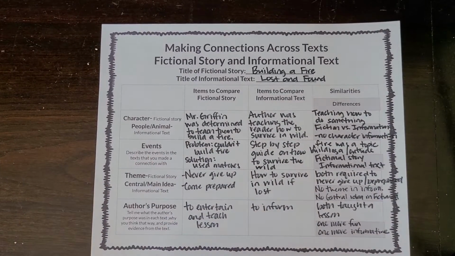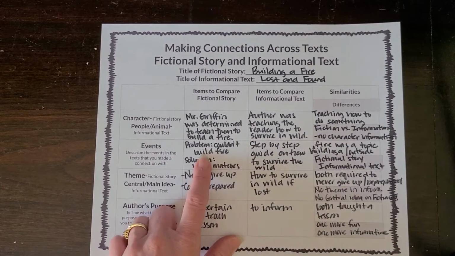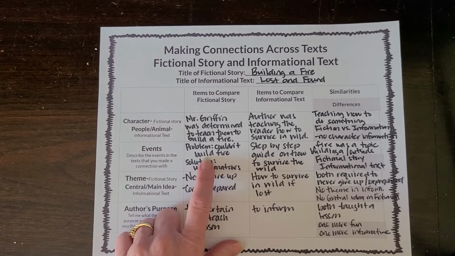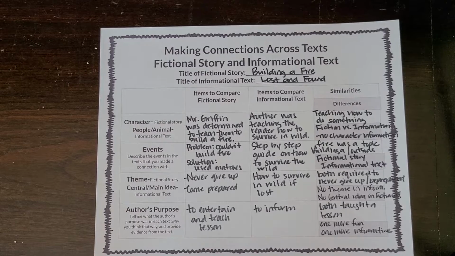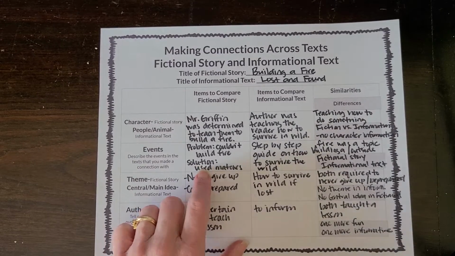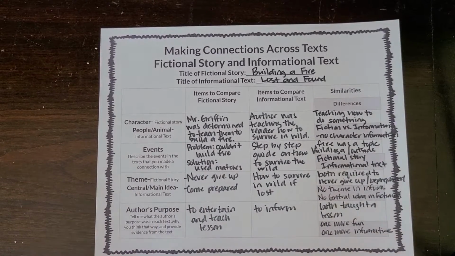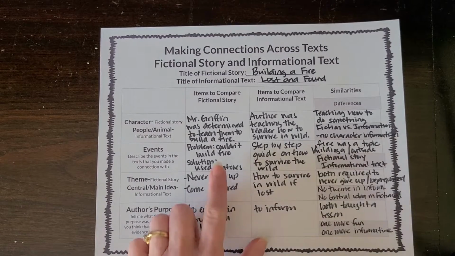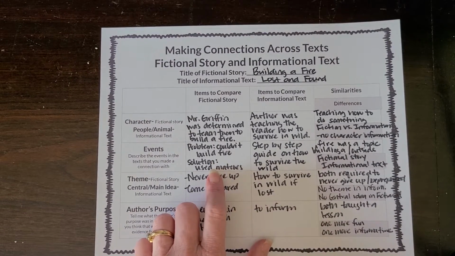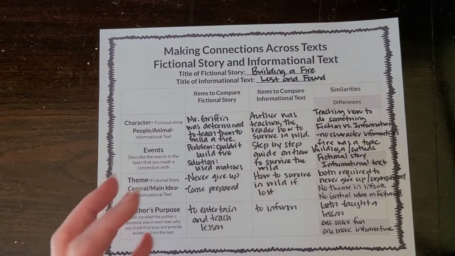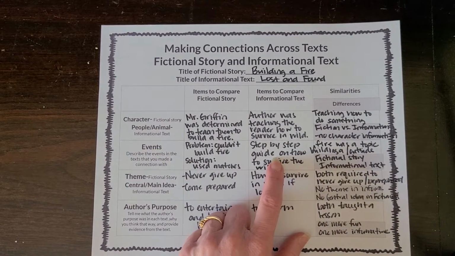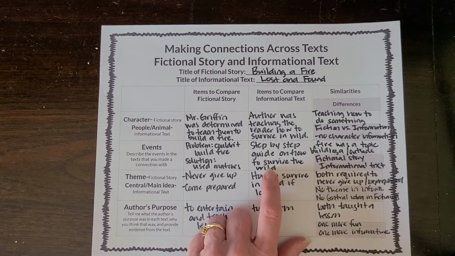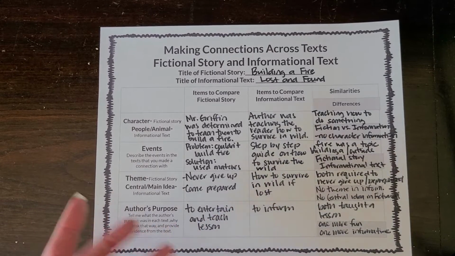In the events, for the fictional story, Building a Fire, the problem was that he couldn't build a fire using the two sticks and rubbing them together, so instead he used matches. He still taught them friction, but he didn't use the two sticks, he used the matches. So that was his problem and solution. In the events of Lost and Found, it was just a step-by-step guide on how to survive in the wild if you were lost.